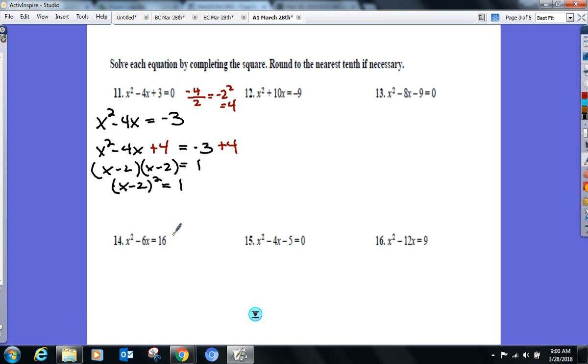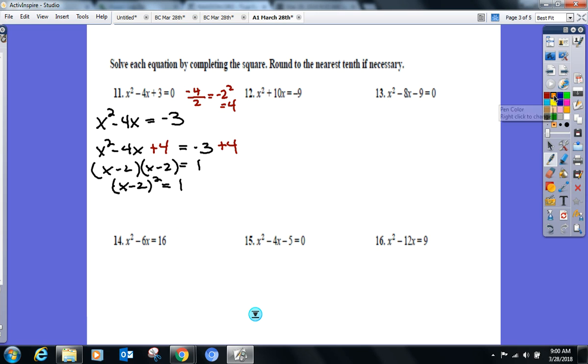Hey, where else did we see that negative 2 before? I'm trying to give you guys some shortcuts so you don't have to factor. It's half your b value every time. Every time. Half your b value will be the number that ends up going in here. All right, how do I get rid of the squared? Take the square root of both sides.